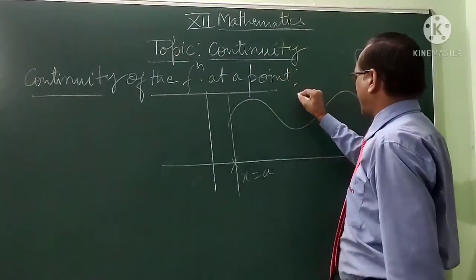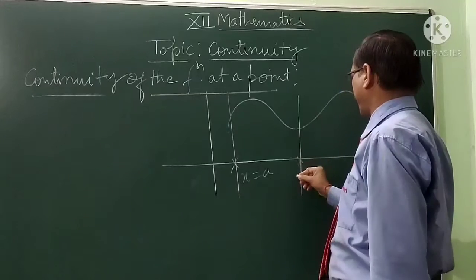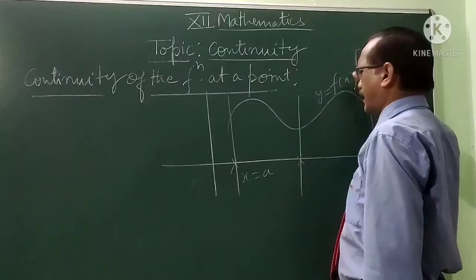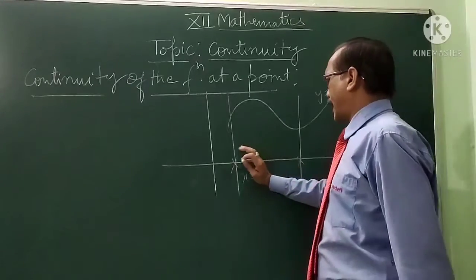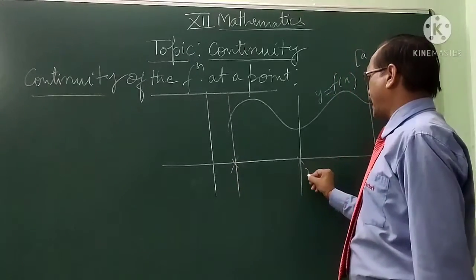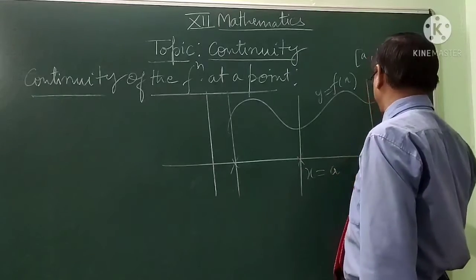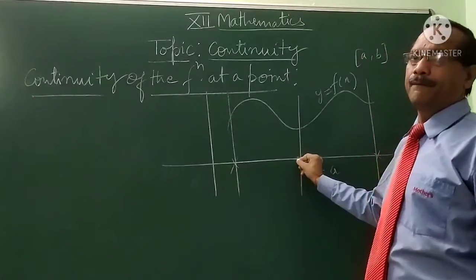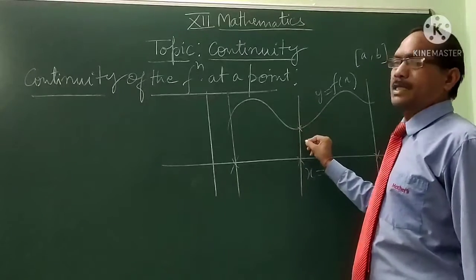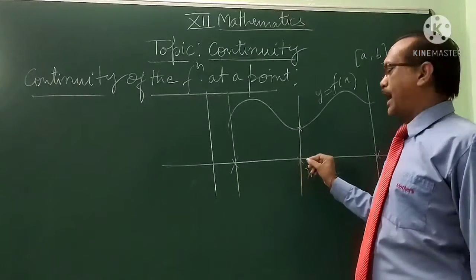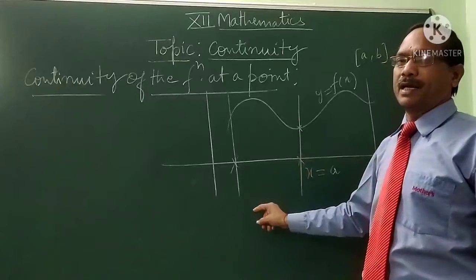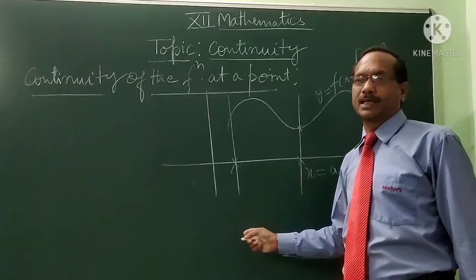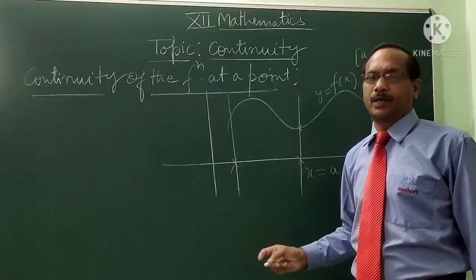Student, let there be a function y equal to f(x). Let there be a point x equal to a. If at this point the left hand limit equals the right hand limit and the value of the function, then it is said to be a continuous function.